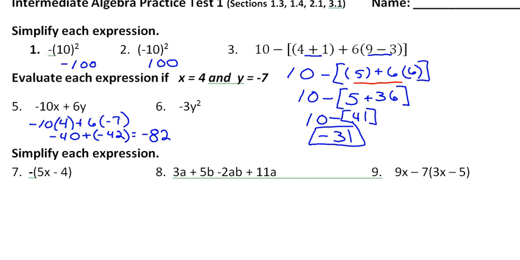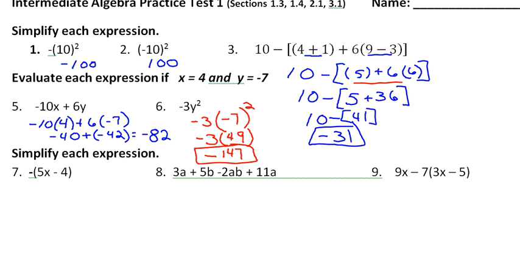Okay. I'm going to switch colors to make it easier to see which one's which. For number 6, x is still 4 and y is negative 7. There's no x, so it's just negative 3 times y squared, and y is negative 7 squared. Order of operations, we do the exponents first. So negative 3, negative 7 squared. Negative 7 times negative 7 is positive 49. Okay. And then negative 3 times 49. Positive times a negative makes it negative, and that'll be negative 147.